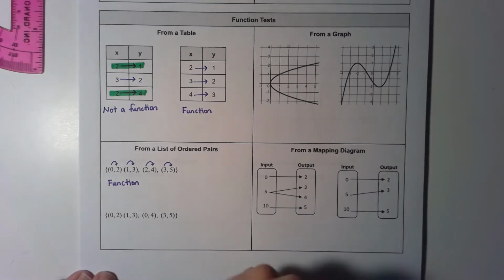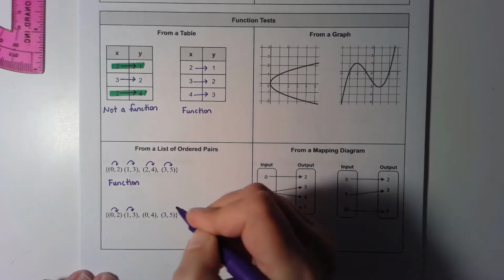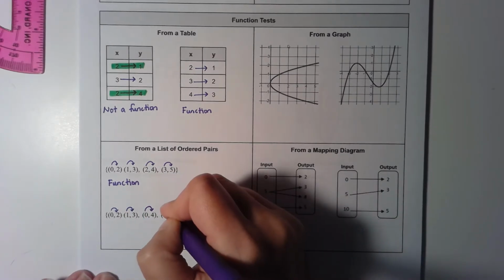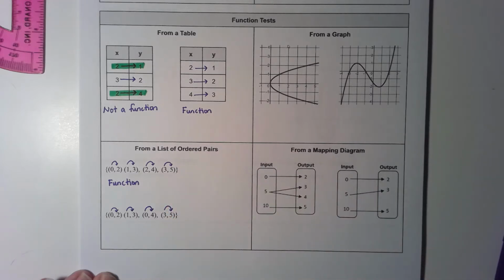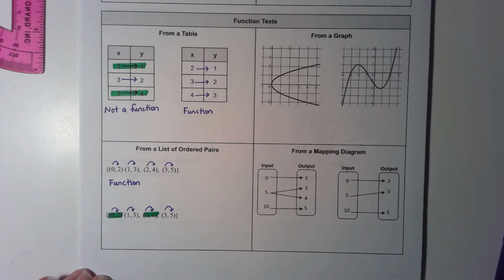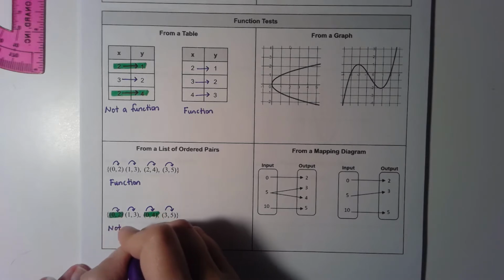In the next example, we would see 0 is going to 2's party, 1 is going to 3's party, 0 is also going to 4's party, and 3 is going to 5's party. As you can see, 0 is trying to go to too many parties. It's trying to go to the 2's party and the 4's party. So we would say that this is not a function.